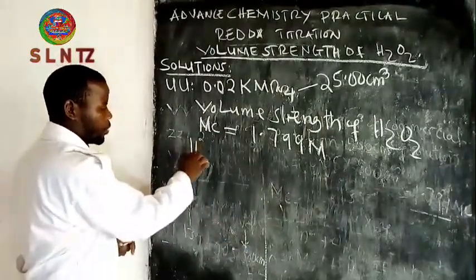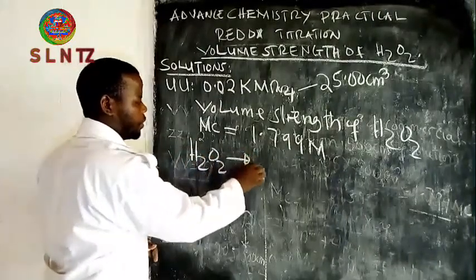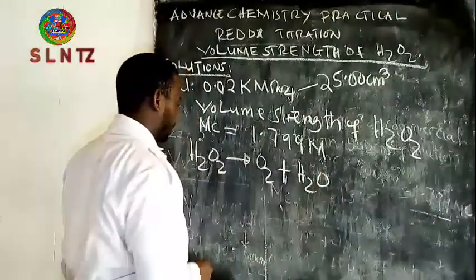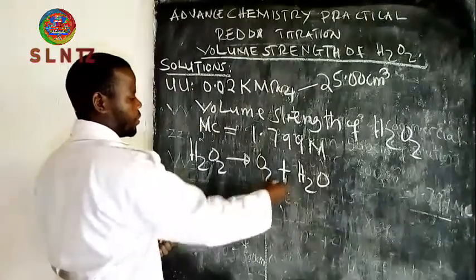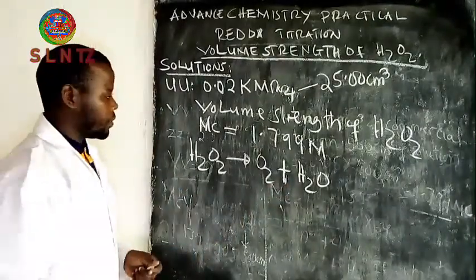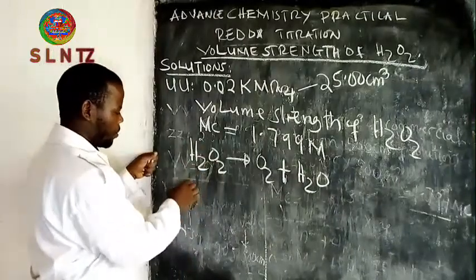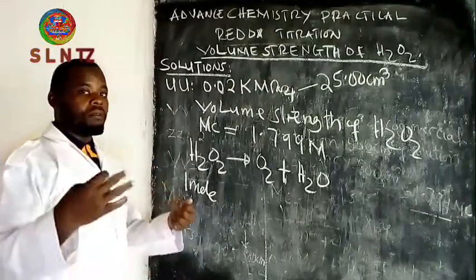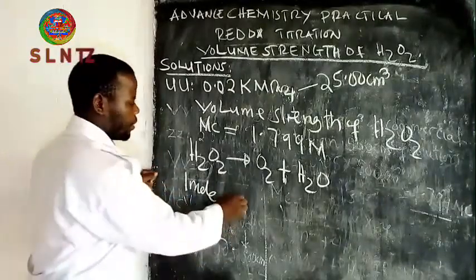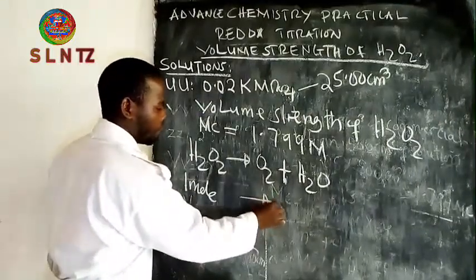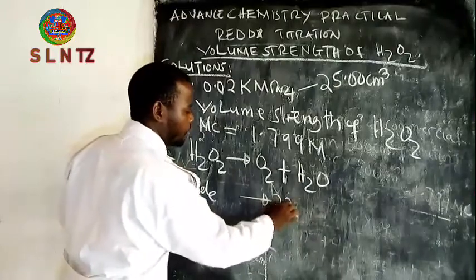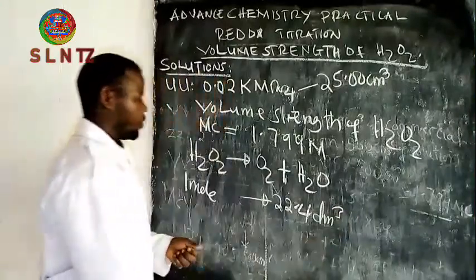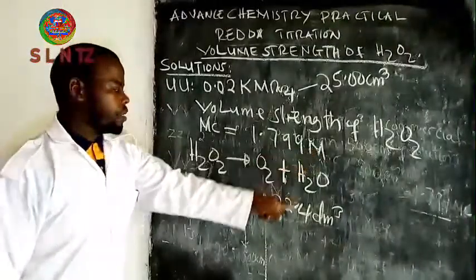You have to pass through the decomposition of hydrogen peroxide to give water and oxygen. So when you balance, this is balanced, so you have to look. It means 1 mole. I have said the volume strength is the volume of oxygen at S.T.P. 1 mole is going to have a volume of 22.4 decimeter cube.